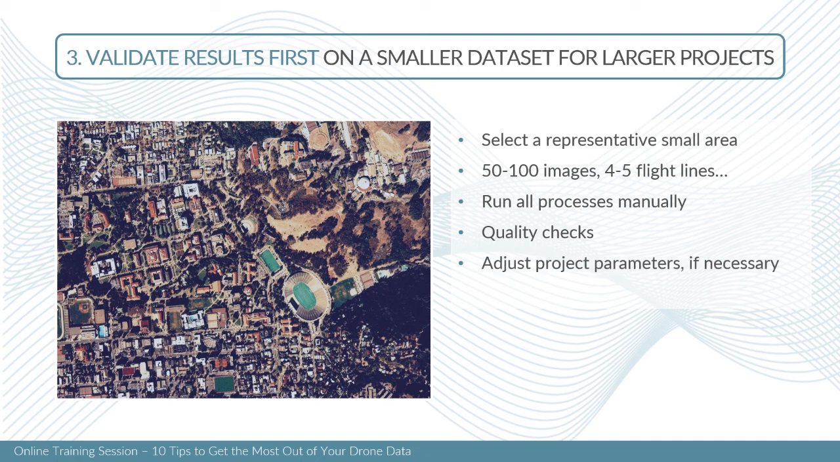After the quality checks, you're going to maybe adjust the project parameters if necessary. So you're going to validate everything in the workflow, in your input data, in the parameters of the processing. And then you're going to be sure that when you launch the large project, everything is going to run smoothly. You may even be able to think about automating your project now that you have validated on a small area. Then you can run the larger project maybe with a script or with the automated workflow.